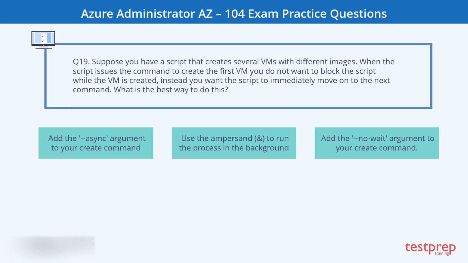Question 19. Suppose you have a script that creates several VMs with different images. When the script issues the command to create the first VM, you do not want to block the script while the VM is created, instead you want the script to immediately move on to the next command. What is the best way to do this? 1. Add the async argument to your create command. 2. Use the ampersand to run the process in the background. 3. Add the no-wait argument to your create command.